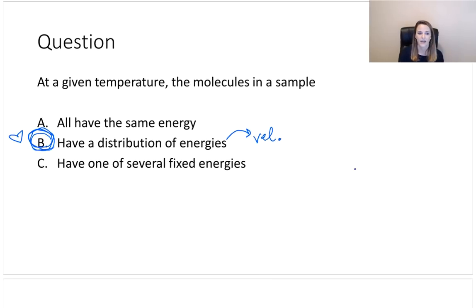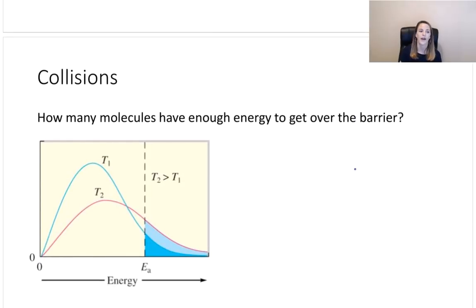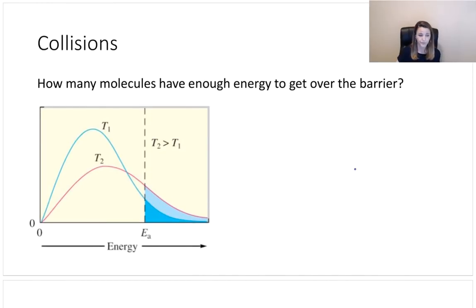So why does this matter when we're talking about kinetics? Well, it has to do with collisions. So if the question is, how many molecules actually have enough energy to get over the barrier? I want to look at this graph. What we have here on our y-axis is our number of particles, and on our x-axis we have our energy. And what we're plotting are two different samples at different temperatures. We should assume it's the same gas, or molecule, whatever it is we're talking about, same reaction.